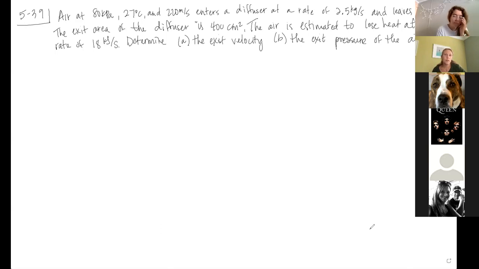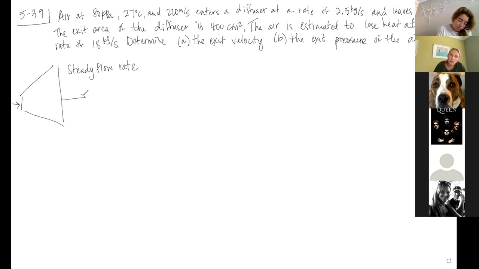Okay. So air at 80 kilopascals, 27 degrees Celsius, and 220 meters per second enters a diffuser at a rate of 2.5 kilograms per second and leaves at 42 degrees Celsius. The exit area of the diffuser is 400 centimeters squared. The air is estimated to lose heat at a rate of 18 kilojoules per second. Determine the velocity and the exit pressure of the air. All right, so first we have a diffuser. So we know that this is a steady flow device. We can approximate the air that is flowing through this diffuser to be at a steady state.